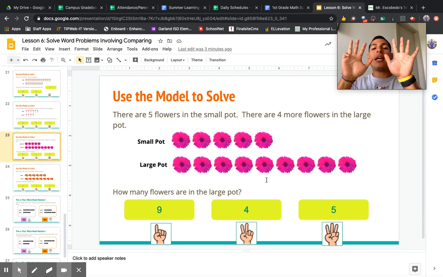1 if you think 9, 2 if you think 4, 3 if you think 5. Oh, we're all holding up that number 1 finger, right? Because we know that there are 9 flowers in the large pot.